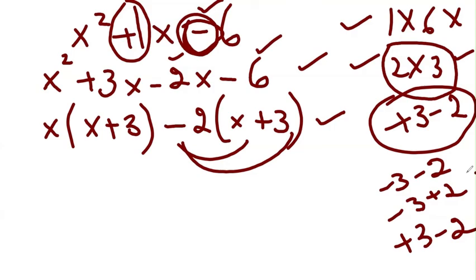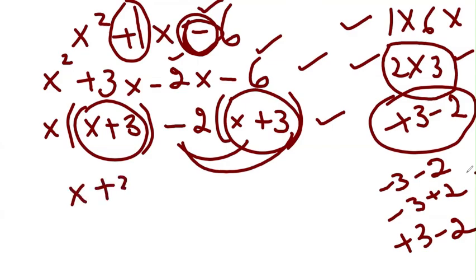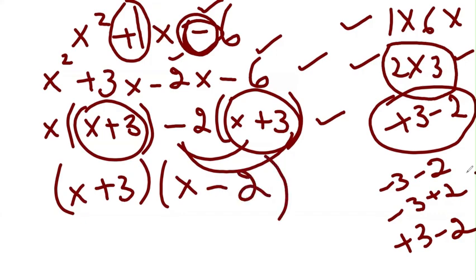Now, as I told you before also, this bracket and this bracket should be same in factorization. So now, in the first bracket, you will get x plus 3. You may get x minus 2 also. It will not make any difference. And x minus 2. This is the solution set, x plus 3 and x minus 2.